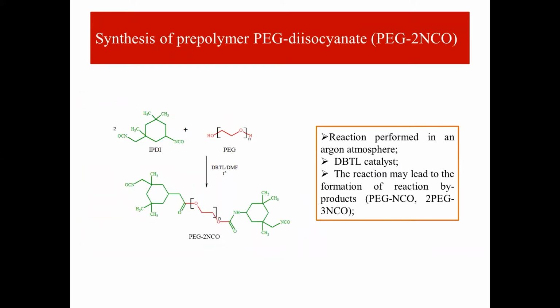Dibutyltin dilaurate was used as a catalyst because of the low reactivity of the isophorone diisocyanate. The reaction between these two compounds may lead to the formation of reaction byproducts. In order to avoid the formation of these compounds and to determine the time required for the formation of the compound of interest, it was desired to optimize this reaction.